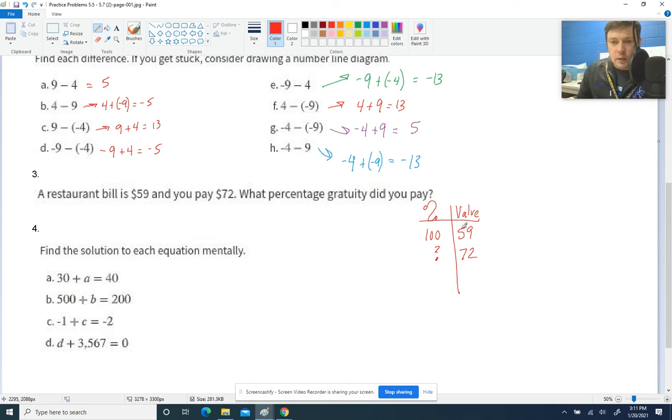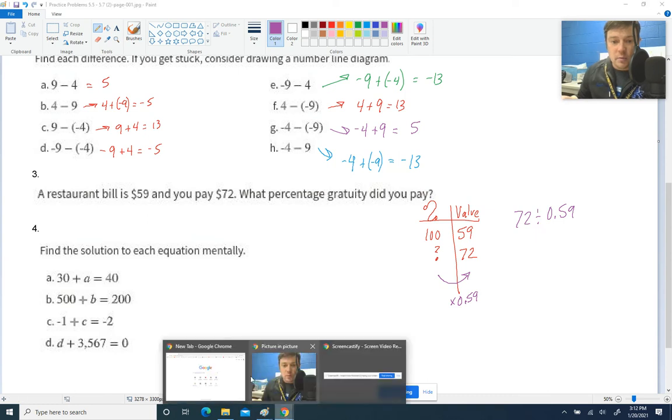We could do that by taking these two numbers here and dividing them and finding the constant of proportionality. So 59 divided by 100 is going to be 0.59. So we know that this is 0.59 to get from here to here. To go backwards, we could divide by 0.59 or multiply by 0.59's reciprocal. I think it would be easier to simply do 72 divided by 0.59 to find out how much extra percentage we paid on there.